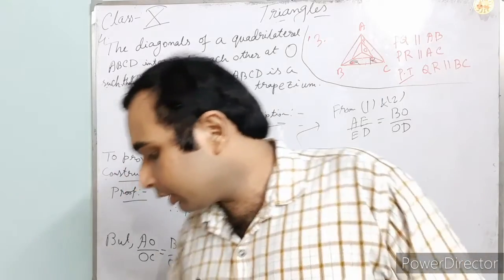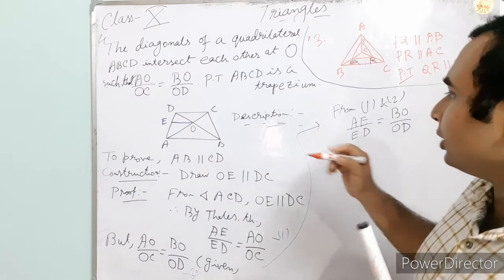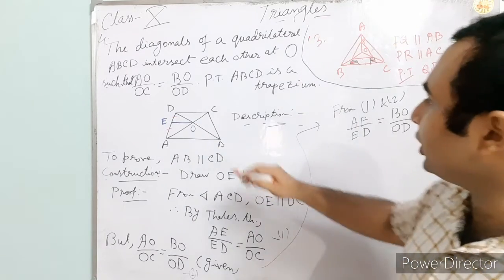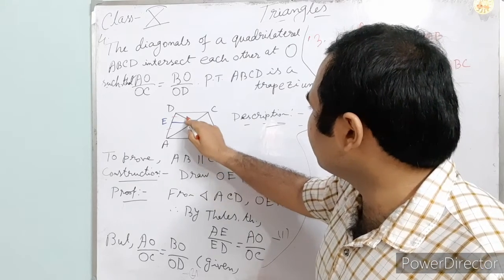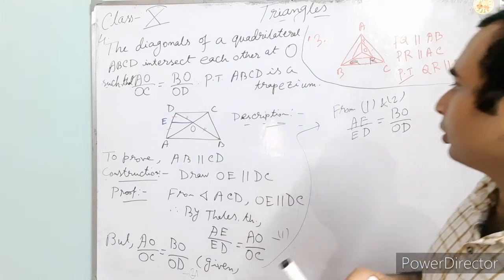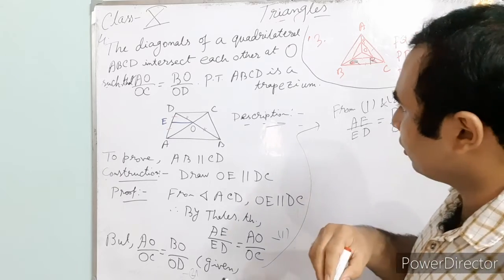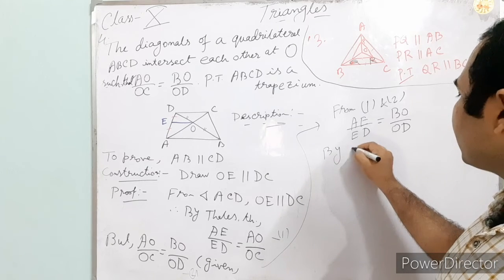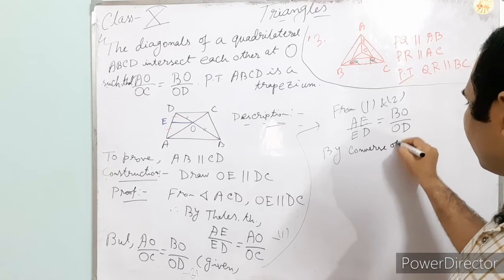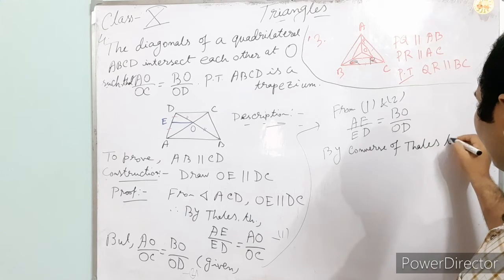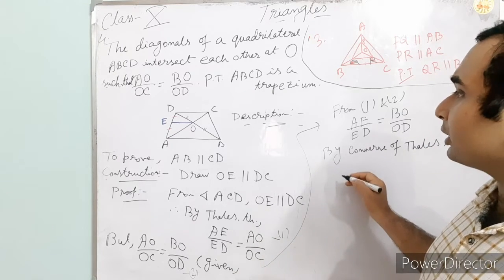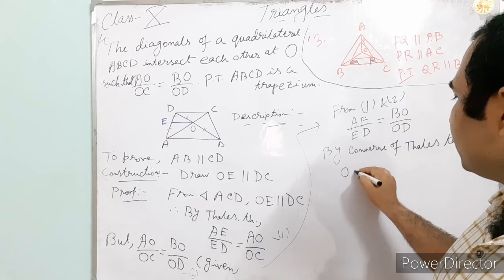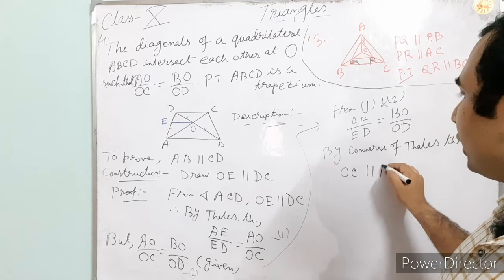Finally, what have we got? Let me see from the figure. AE by ED is equal to BO by OD. This we are getting. So whenever we get this, by the converse of Thales theorem, can't we say that OE is parallel to AB?